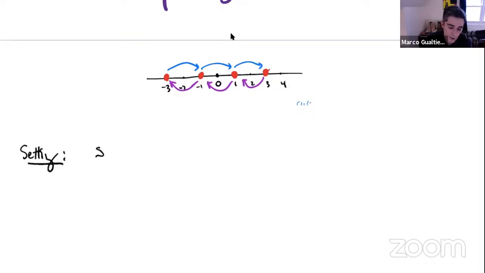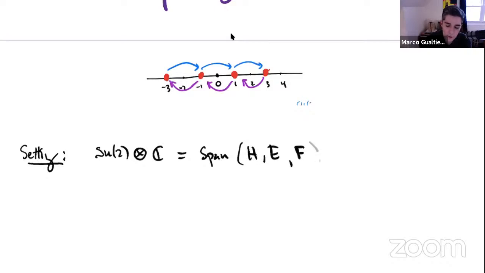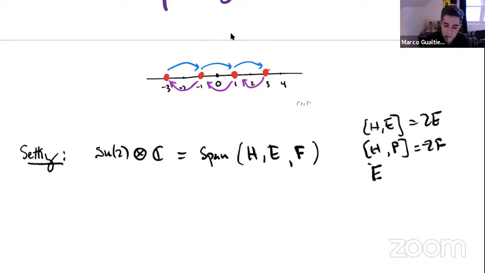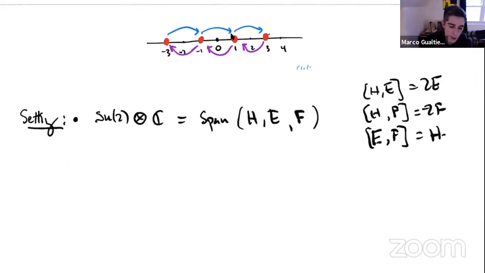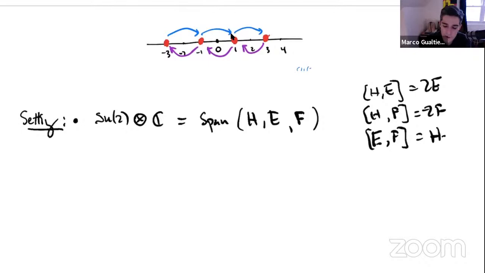Okay, that su(2) tensor C is spanned by H, E, and F, where [H,E] is 2E, [H,F] is minus 2F, and [E,F] is H. Okay, so that's number one. You need to know that, first of all.